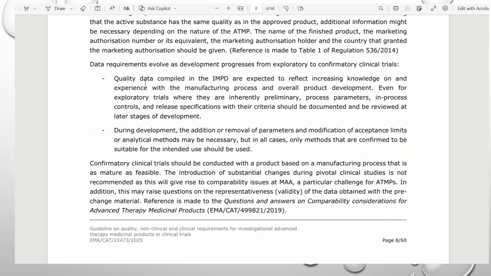In regards to quality, additional removal of parameters and modification of acceptance limits or analytical methods may be necessary. But in all cases, only methods that are confirmed to be suitable for the intended use should be used. I don't know what that's about.